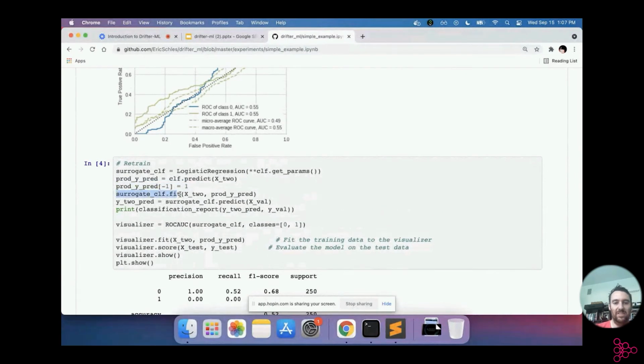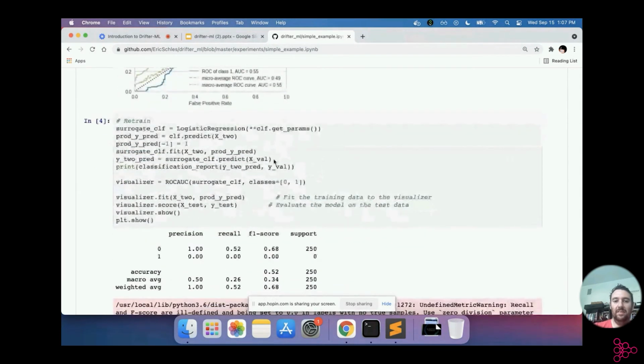But so then we have the surrogate model, and we're going to fit it with X2, our production data, and our predicted production labels. These are the labels that we saw in production from our classifier. In general, some production process is happening, and this is what we would actually get. Okay. So then I look at our validation set.